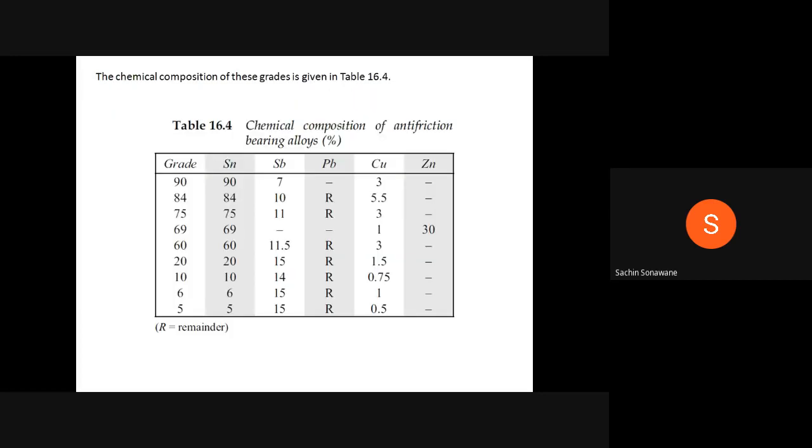The chemical composition of these grades is given in Table 16.4. Table 16.4, chemical composition of anti-friction bearing alloys. Now different grades are there. The columns are Sn, Sb, antimony, Pb, chromium, copper, and zinc. Therefore, for different grades 90, 84, 75, 69, 60, 20, 10, different compositions are there.